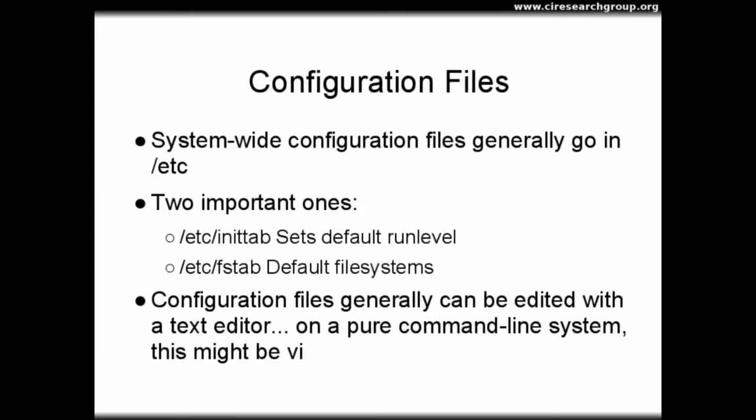Now, as mentioned a moment ago, system-wide configuration files generally go in /etc. Two important examples of files in /etc include /etc/inittab, which sets the default run level, or whether the system is going to boot into text mode or graphical mode, and /etc/fstab, which contains the file system table, indicating to the kernel where to find different file systems that need to be mounted at boot time. Configuration files, in general, on Linux, can be edited with a text editor. On a pure command line system, this might be the vi text editor. vi is the one text editor that is generally expected to be present on any Unix system.